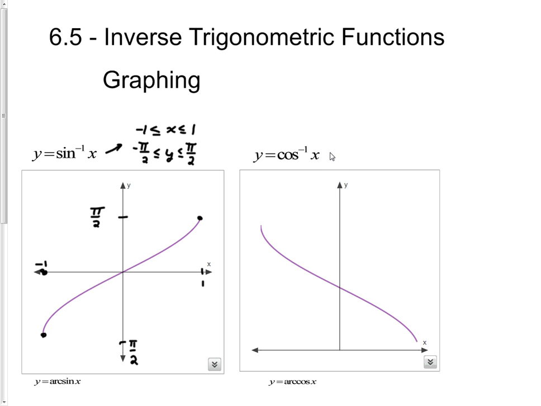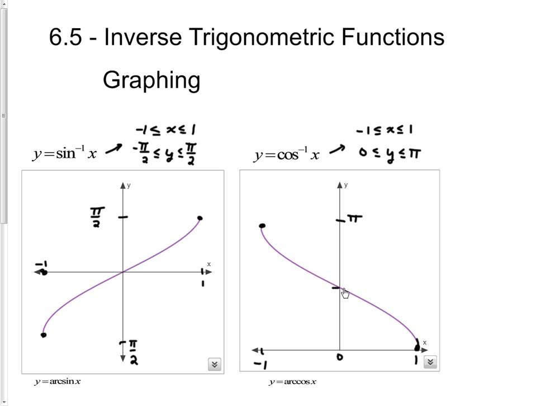Y equals inverse cosine of x, same domain, -1 to +1. And the range, we're going to go from 0 to pi this time. That means all the angles that we get from our inverse cosine function start at 0 and end at pi. If we're looking at the graph right here, that means that the graph comes down right here. It should actually come right down. And at x equals 1, and we're going to go as far to the left as x equals -1, our y values will range from 0 to pi.